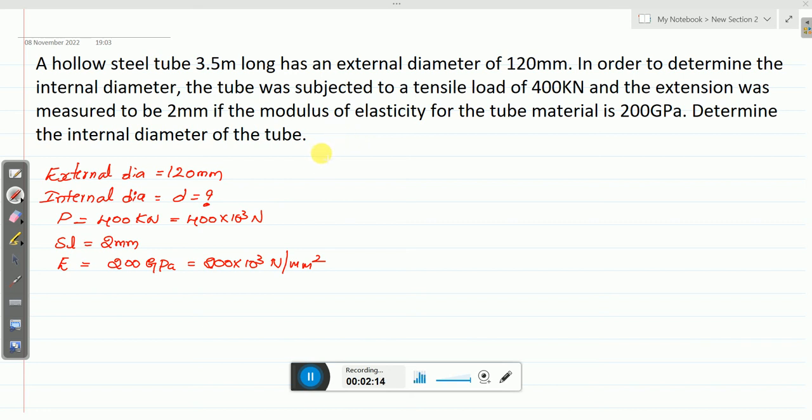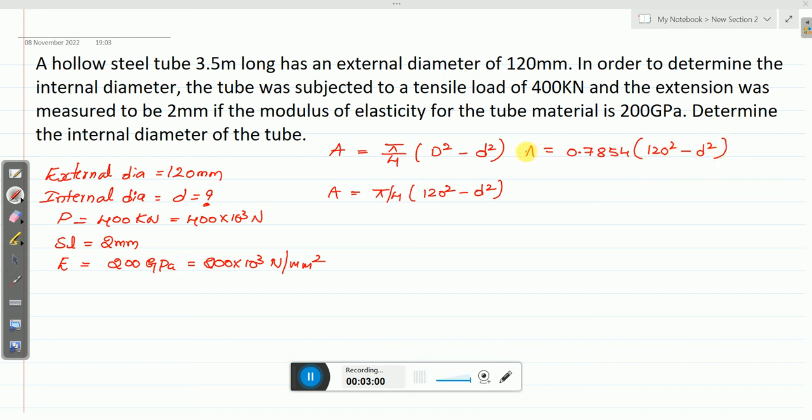For a hollow section, we know the area. So it can be calculated as A equals pi by 4 into external diameter square minus internal diameter square. So here A equals pi by 4 into 120 square minus d square. So after solving this, you will get pi by 4, so it is almost 0.7854 into 120 square minus d square. So this will be your area.